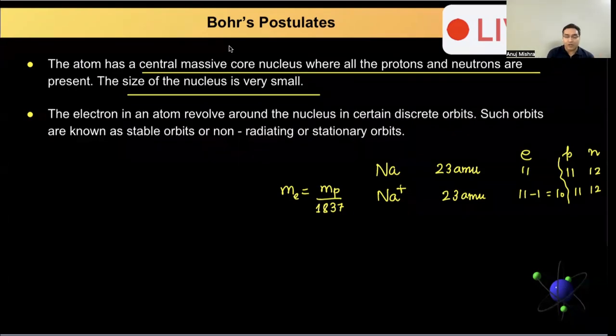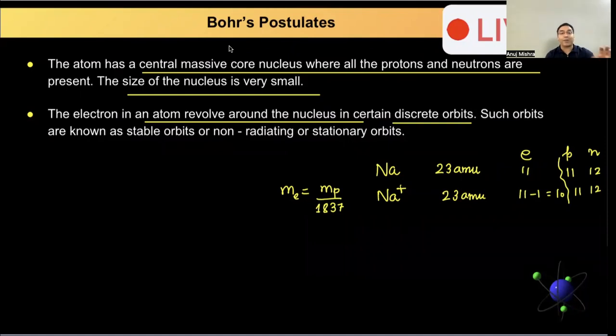The next statement was electron in atom revolve around the nucleus. घूमता रहता है न्यूक्लियस में. कहाँ घूमता है? Discrete orbits. अब जब ये वर्ड डिस्क्रीट ऑर्बिट्स यूज करो इसका मतलब कि इनके लिए कोई स्पेसिफिकेशन होगी, कुछ इसकी खास बात होगी, राइट? So these are all stable orbits और नॉन रेडिएटिंग और स्टेशनरी ऑर्बिट जहां पे आपने एनर्जी लेवल फिक्स किए होते हैं.